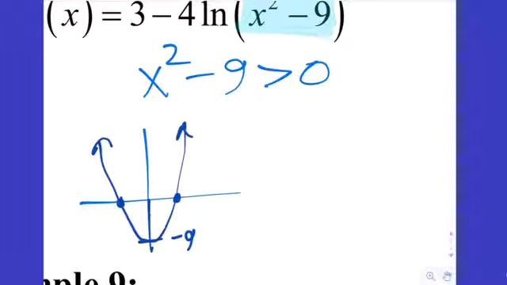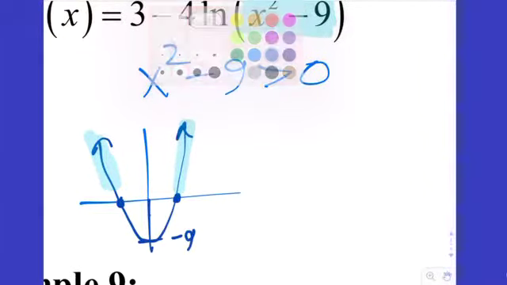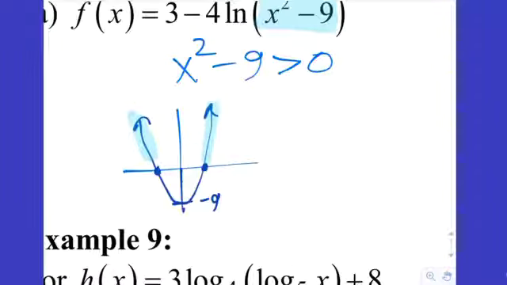We want to know where the graph is positive. So it's everything outside the x-intercepts. So we need to find the x-intercepts. And again, for something like this, at this level, you should be able to look at x squared minus 9 and know the x-intercepts are at 3 and negative 3.